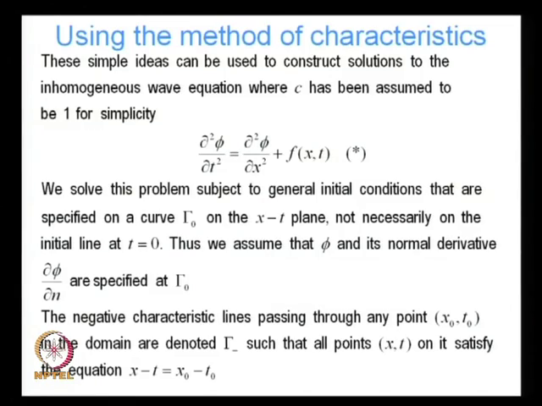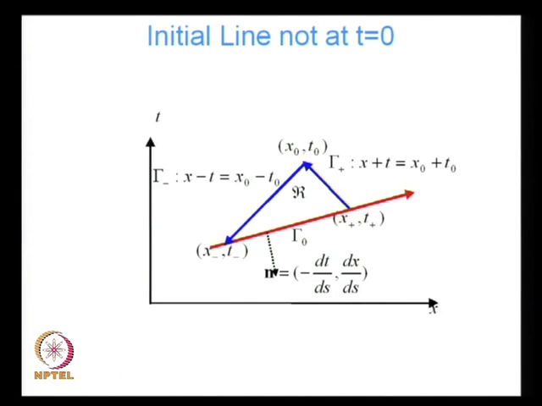So, in this case I am going to subject it to general initial conditions that are prescribed on a curve gamma 0 on the x t plane, not necessarily on the initial line at t equal to 0. So, I have a curve gamma 0 in the x t plane. You can see that it is not aligned along the line t is equal to 0. On this curve I prescribe certain initial conditions, and you can see these initial conditions are not all at the same time. At any point on this curve, these are points where I prescribe the initial condition.